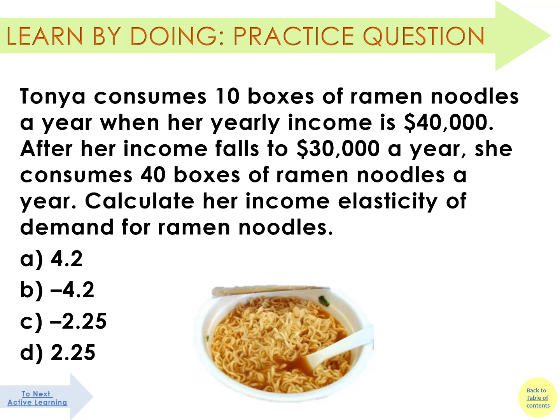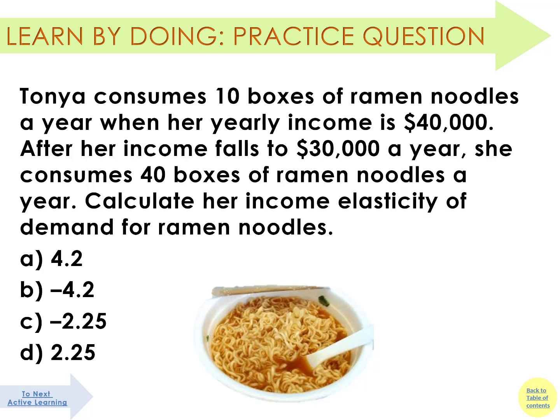So here's a practice question. Tanya consumes 10 boxes of ramen noodles a year when her yearly income is $40,000. Let's just say she's eating other stuff as well, obviously. But after her income falls to $30,000, she consumes 40 boxes of ramen noodles a year. So her income dropped and she's consuming more. Calculate her income elasticity of demand for ramen noodles. I'll pause here. You can work the problem, then I'll share the answer.